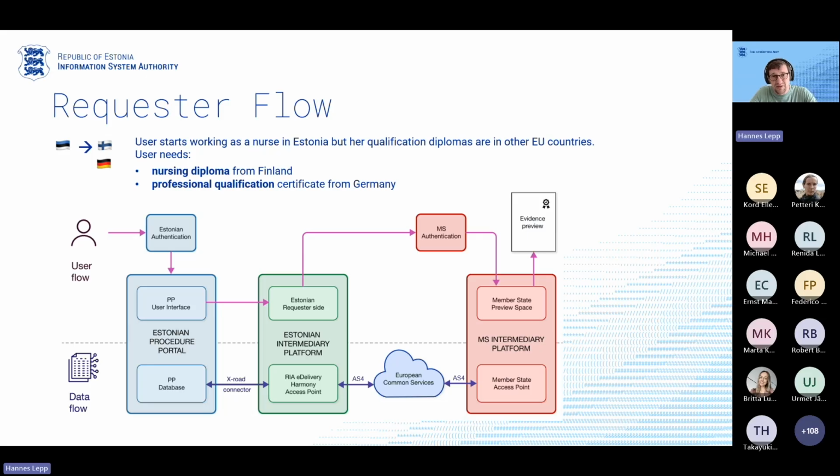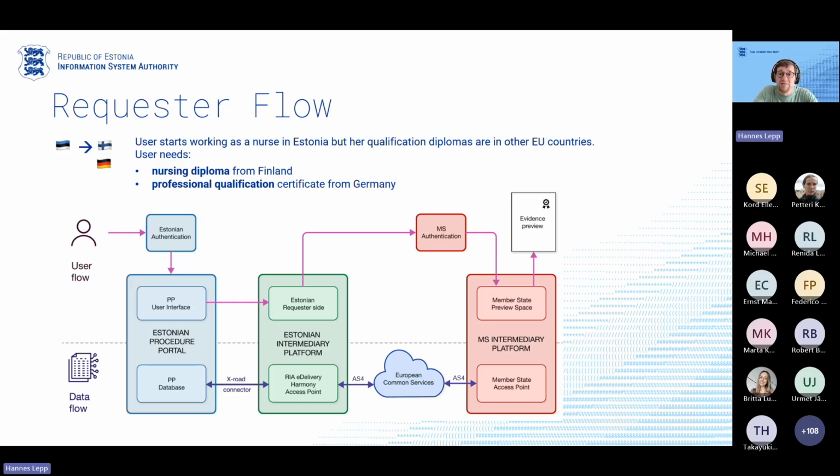There is an X-Road connector that connects the procedure portal and the Estonian intermediary platform. And inside Estonia, all data exchange and service calls go through the X-Road. There is also the AS4 protocol and of course e-Delivery access points. They are used for exchanging messages between member states.